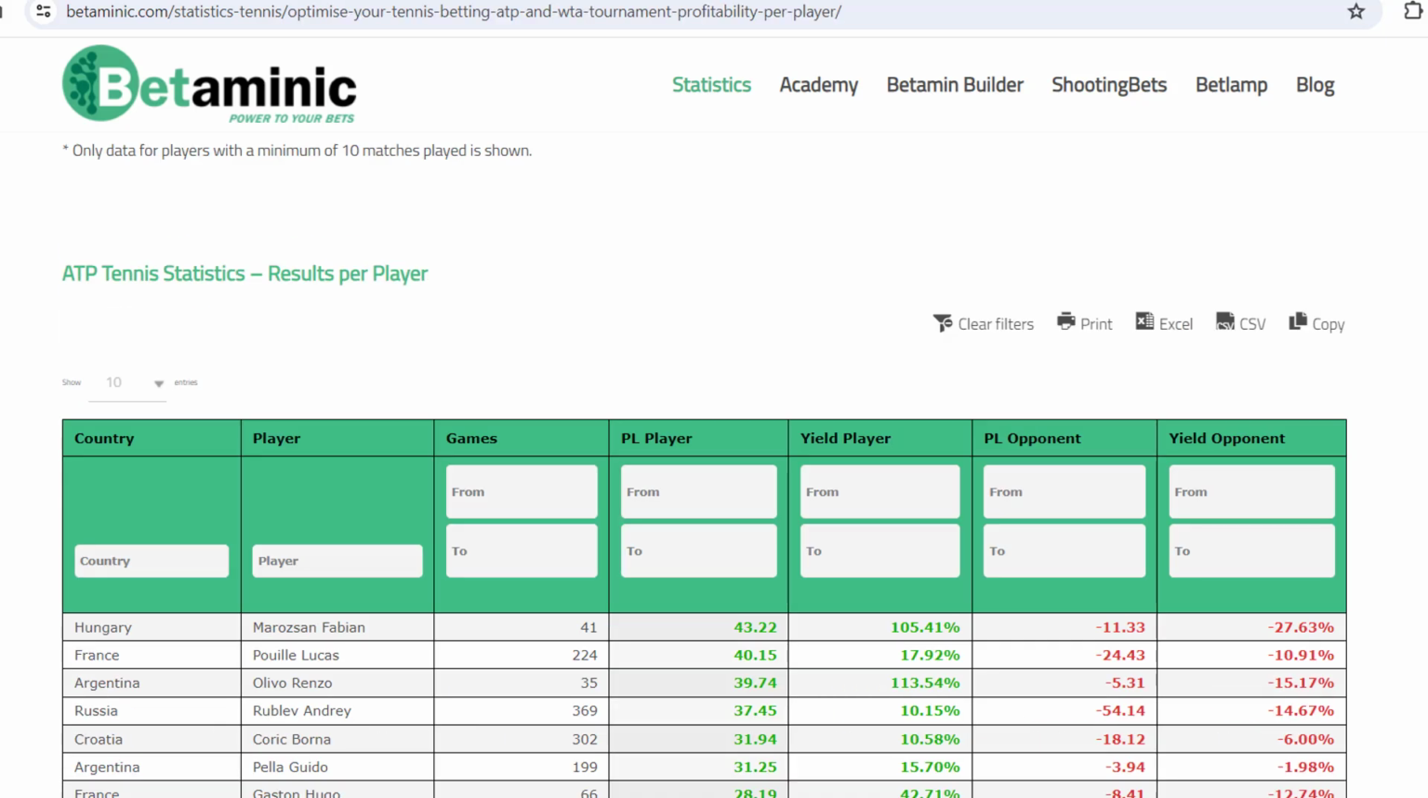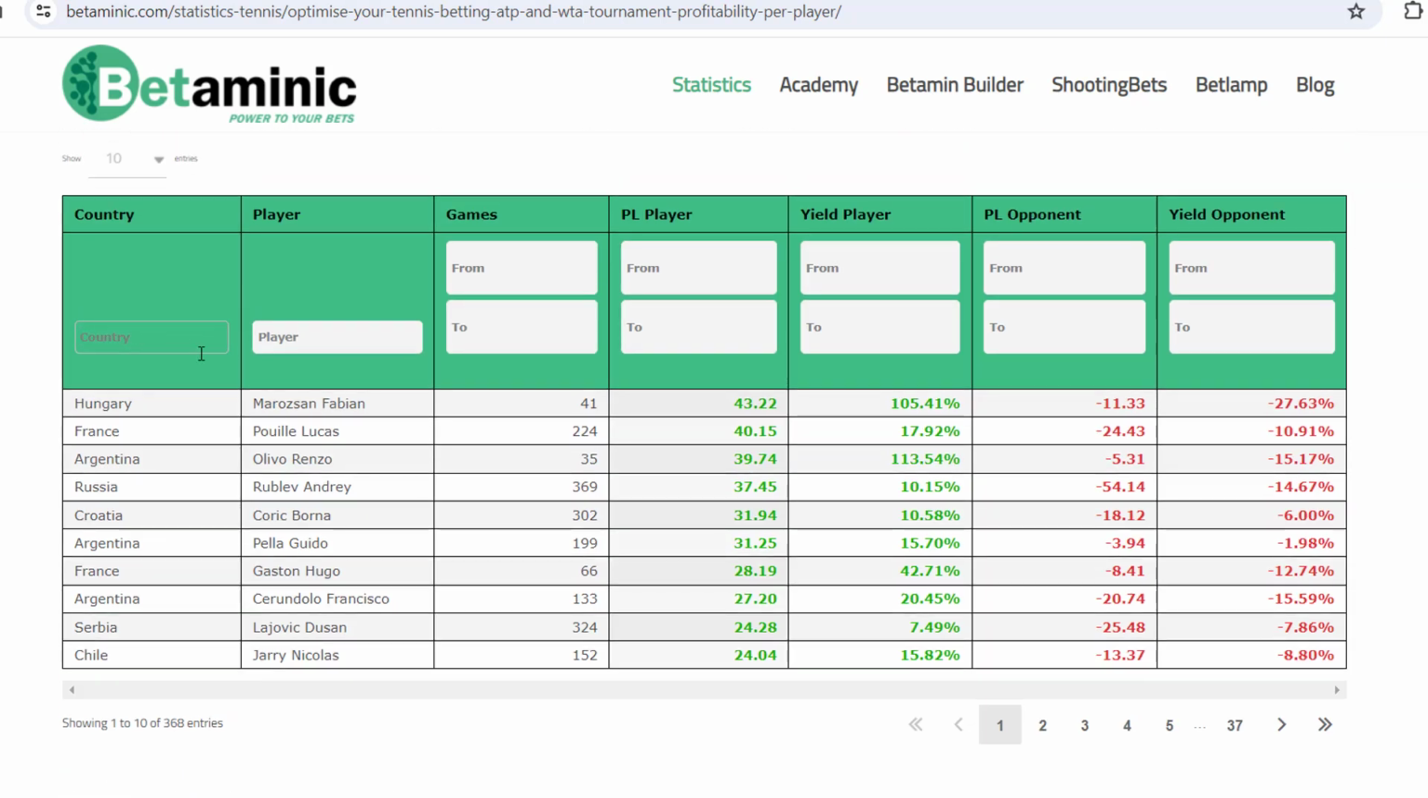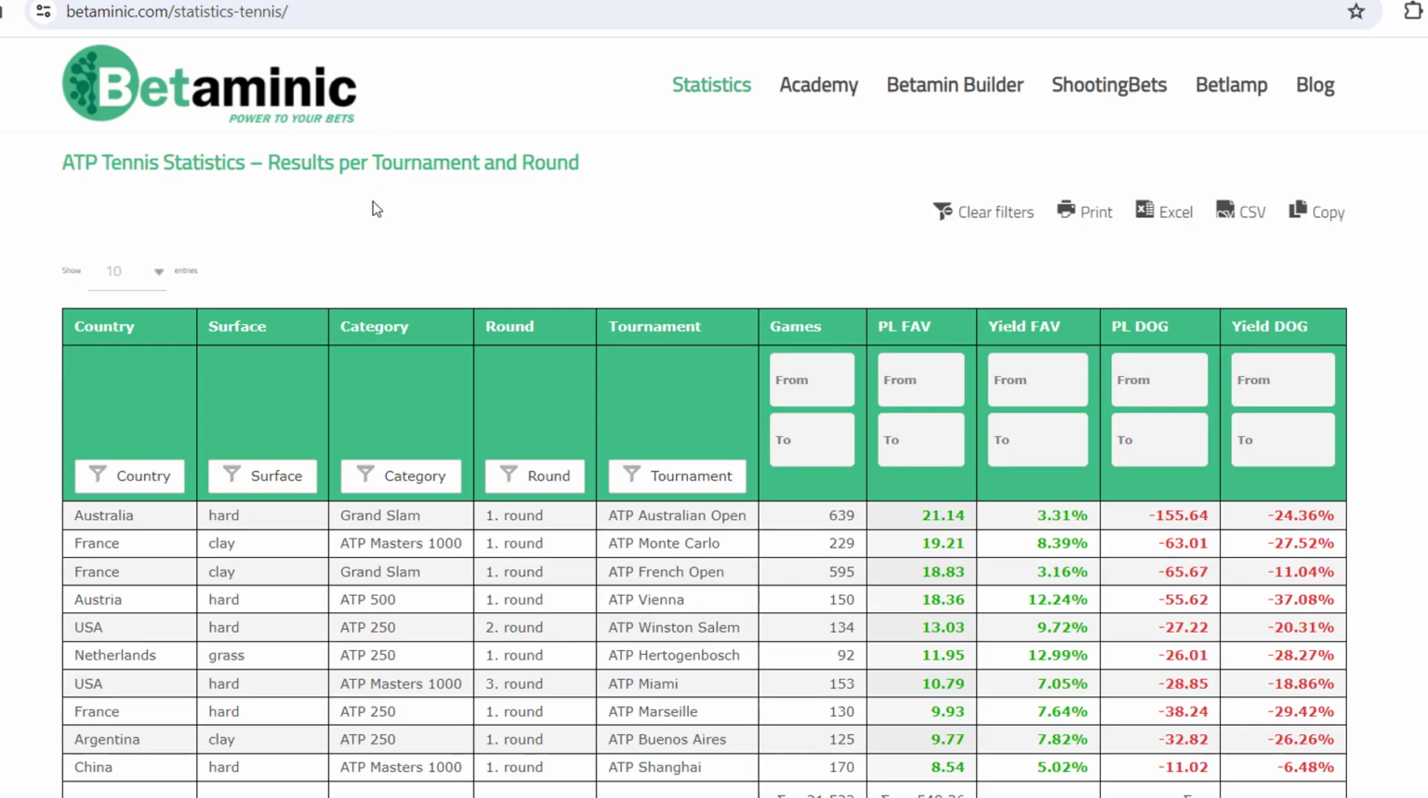They also have a player stats page, again separated between ATP and WTA. And there you can sort by country and by player and filter by the amount of data or profit or yield players have. At the start, I've been using the results per tournament and round data to try out these new statistics.